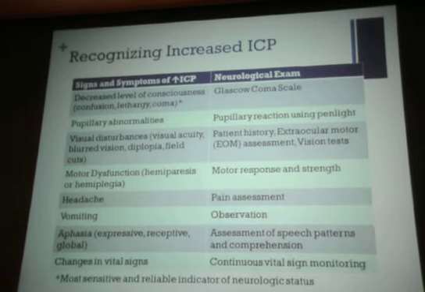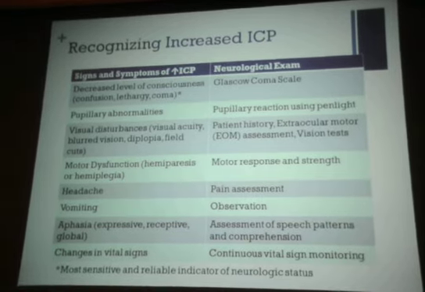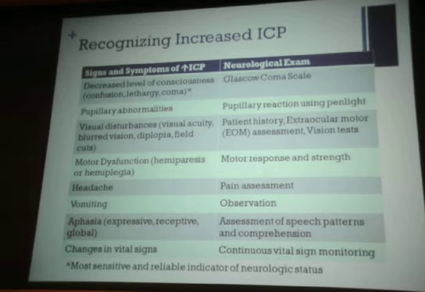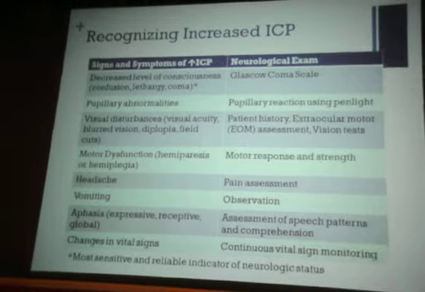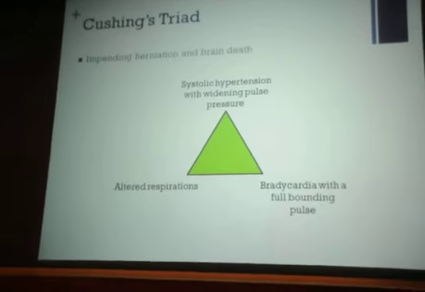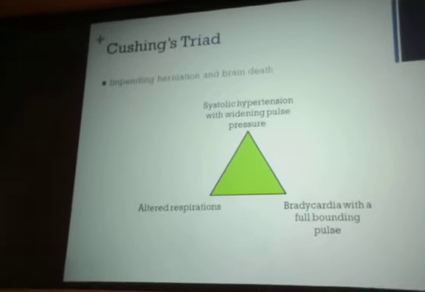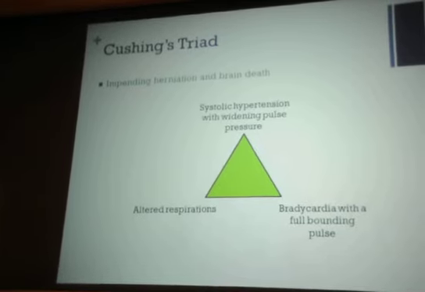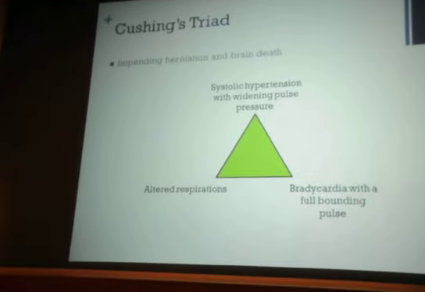And then changes in vital signs. Increasing pressure on the thalamus, hypothalamus, pons, or medulla can cause changes in vital signs. I know the trauma nurses were talking about storming. Therefore, it's important to continuously monitor the vital signs. Monitoring vital signs is also important in assessing for Cushing's triad. This is where there's a marked systolic hypertension with widening pulse pressure, bradycardia, and altered respiration. And this is a late sign of impending herniation.